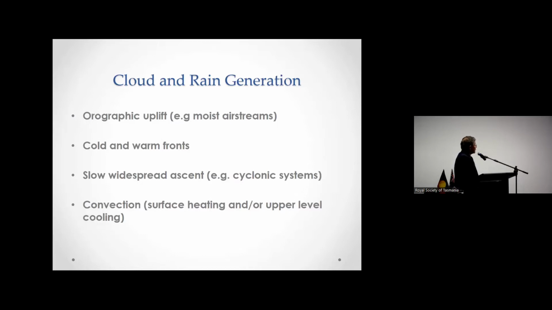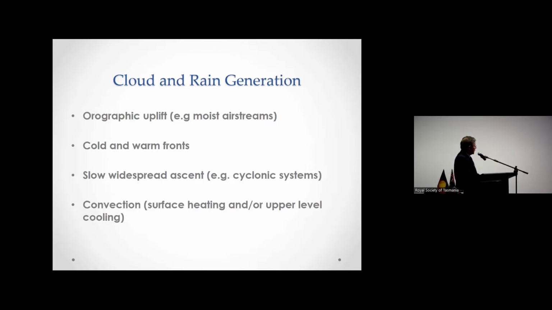So let's just consider what cloud and rain generation processes we observe in this part of the world. Well, obviously, the first one which would come to mind would be orographic uplift. So in a strong stream, if you force air to rise and it's moist enough, it will produce cloud. Hence, we get a lot of rain on the west coast in the westerlies.